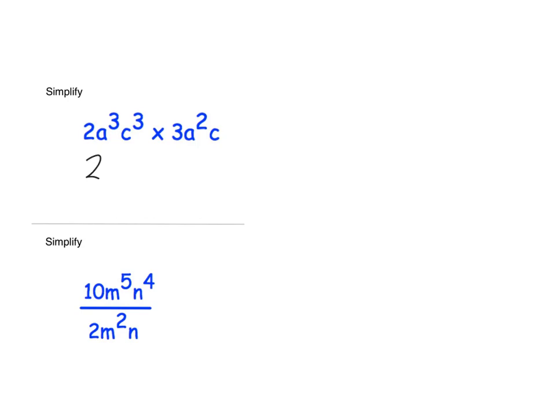So 2 times 3. And then I'm going to have my a's, so times a cubed times a squared. And then I'm going to have my c's, times c cubed times c. Now, before I start, I'm going to imagine that last c has an imaginary 1. Anything that has no power is actually to the power of 1.